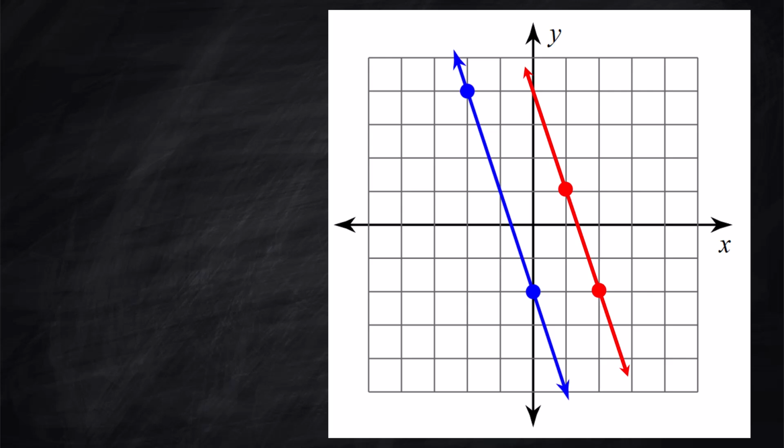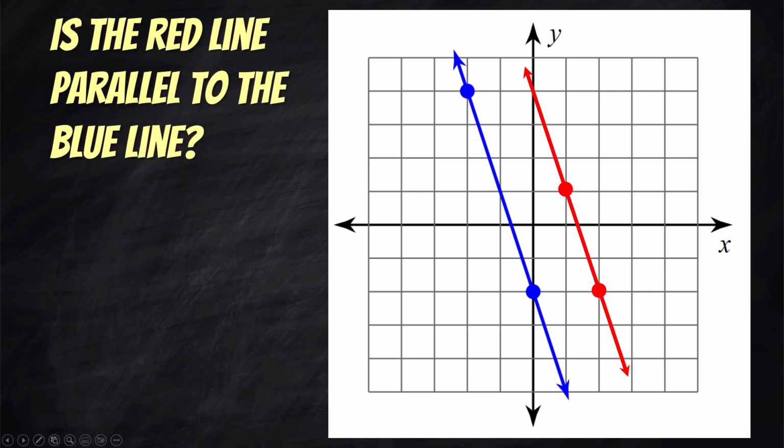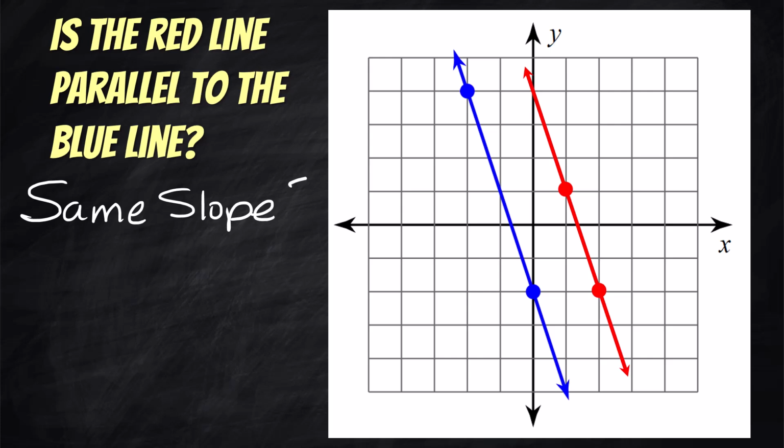Today we're going to talk about how to tell if two lines are parallel by looking at their slopes. Is the red line parallel to the blue line? You still need to find out if they have the same slope. Now in this one it's pretty easy. If it's on a graph like this, you can count the boxes.